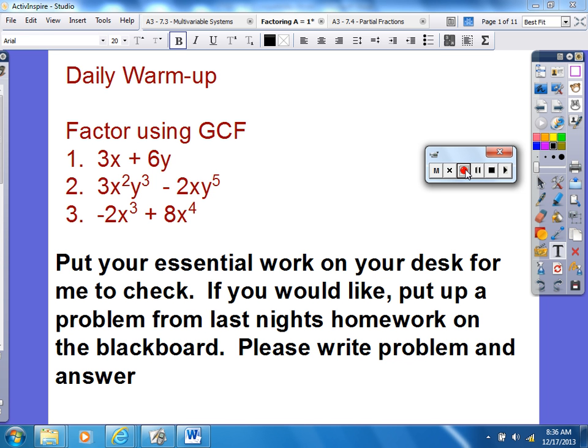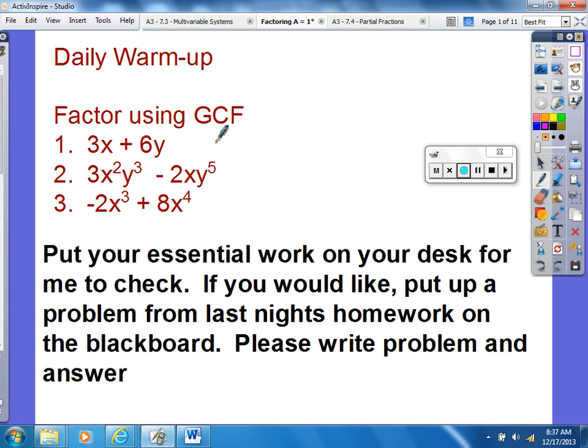So I take a look at number 1 here. What number comes out of both of these? 3. Is there a letter in common? No. So then I just have to say 3 times what is 3x? X. And 3 times what is 6y? And that's my answer. So I look first for a number that's in common. Then I look for other things in common, such as letters.